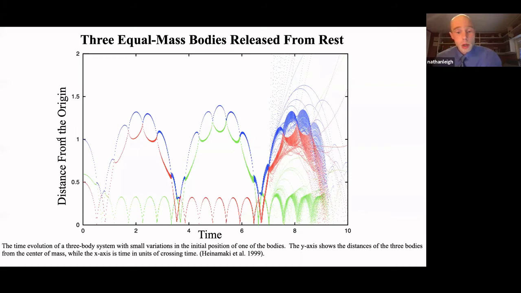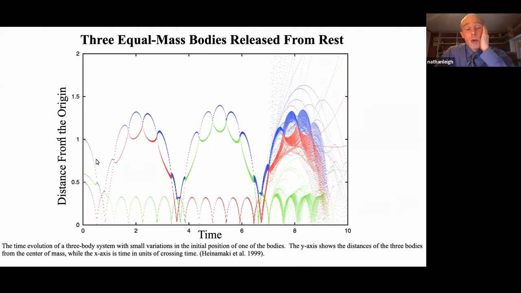So what the authors do in this study, on the x-axis, we have a dimensionless unit of time. On the y-axis, we can think of this as the distance of each particle from the system center of mass. The authors start with three particles at some distance from the center of mass, a blue particle, a green particle, and a red particle. At time t equals zero, they release the particles from rest, and they follow their trajectories through phase space. The authors perform many simulations, each time perturbing the initial positions of the particles just slightly.